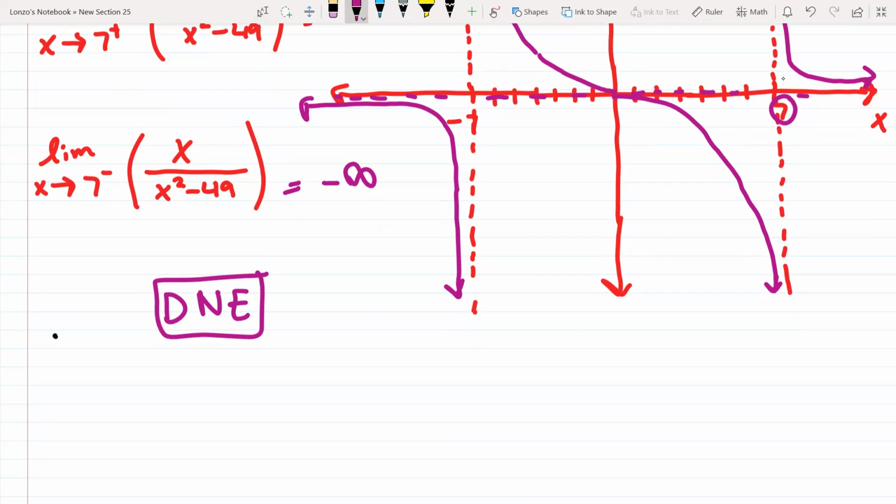Or you can also say diverges. Let's move on.